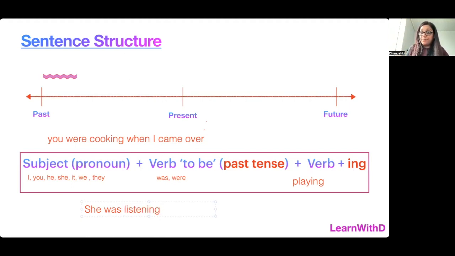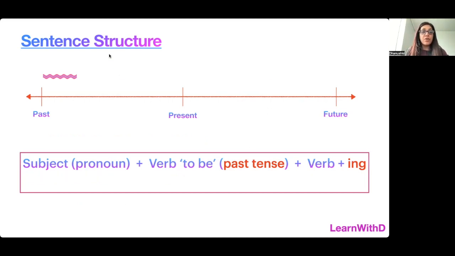She was listening to music at 8 p.m. So this is the use where we said that when there is a specific time given, we use the past continuous, right? So she was listening to music at 8 p.m. Okay, so I hope that is clear.